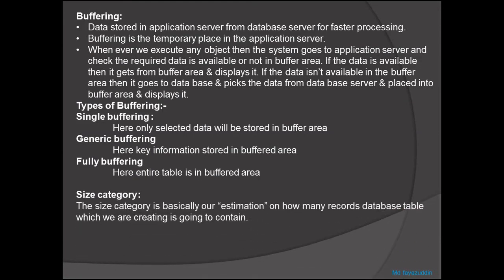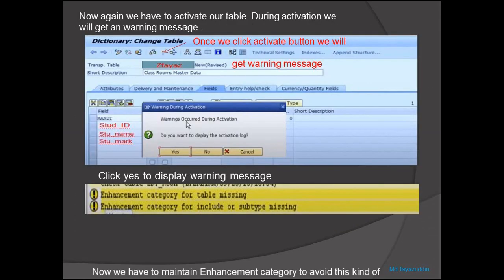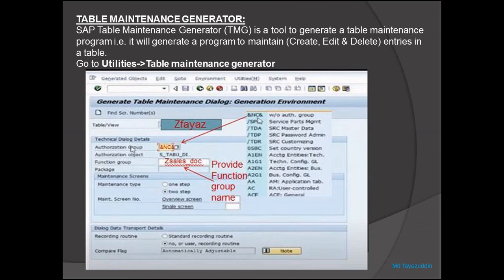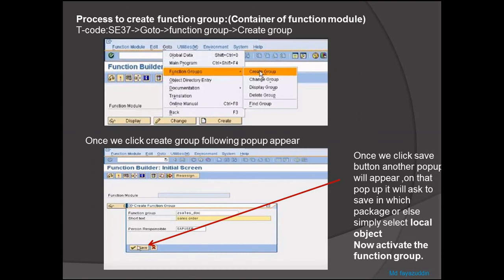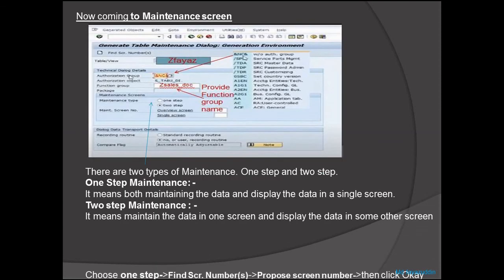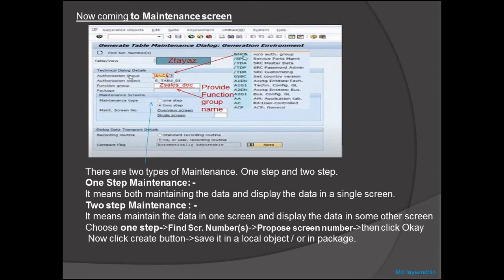Also I have discussed single buffering, generic buffering, full buffering, size category. Everything I have discussed, and we have also done enhancement category, and we also created TMG for the table, and I have also created an example for 1-step and 2-step maintenance, and the function group also I have created. I have also discussed 1-step maintenance and 2-step maintenance. Then after selecting 1-step and 2-step radio button from here, we have clicked create.